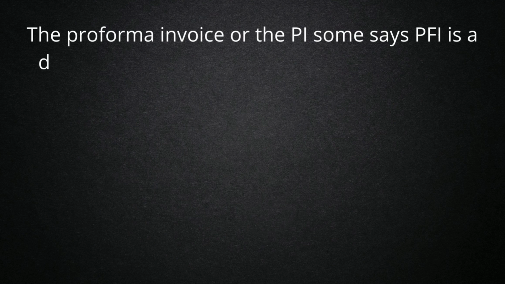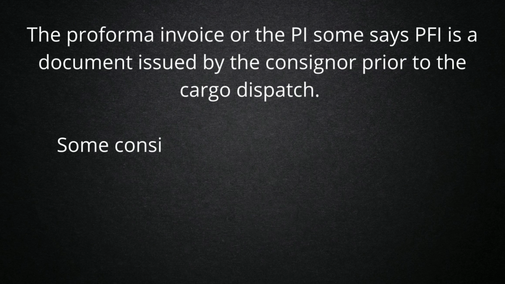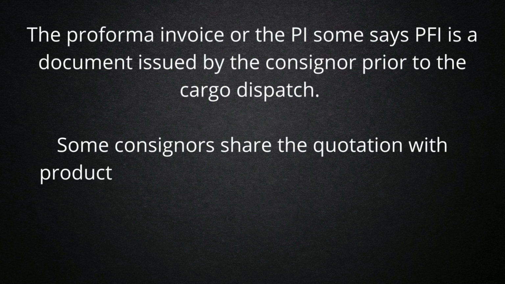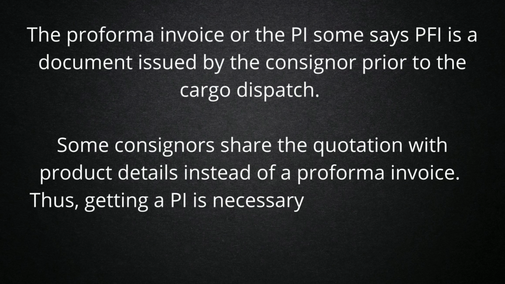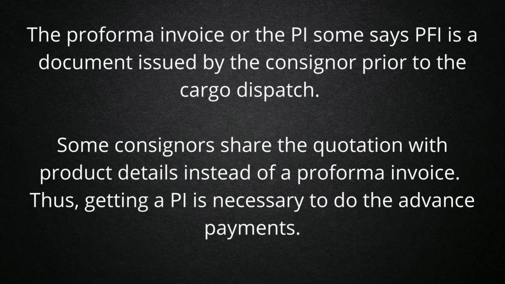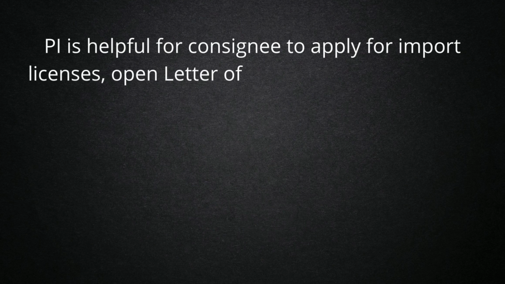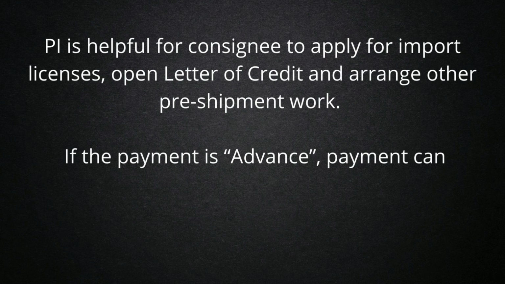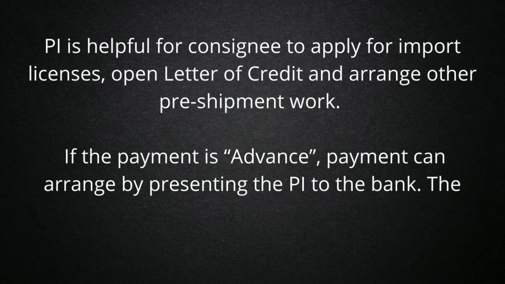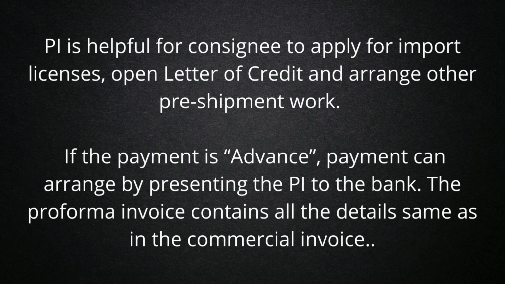The Proforma invoice, or the PI, some say PFI, is a document issued by the consignor prior to the cargo dispatch. Some consignors share the quotation with product details instead of a Proforma invoice. Thus, getting a PI is necessary to do the advance payments. The PI is helpful for consignee to apply for import licenses, open letter of credit, and arrange other pre-shipment work. If the payment is advance, payment can be arranged by presenting the PI to the bank. The Proforma invoice contains all the details same as in the commercial invoice.